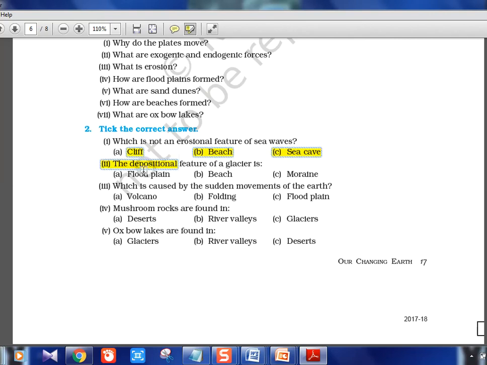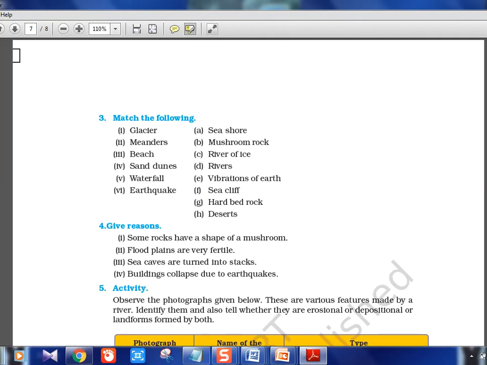The depositional feature of a glacier is, as you have seen, moraine. Which is caused by sudden movement of the earth? It is volcano. Folding mountains and such are a very slow process; volcano is a sudden process. Floodplain also takes a lot of time to form after a river comes down from the mountain. Mushroom rocks, this is the question I told you about: mushroom rocks are found in deserts. Oxbow lakes are found in river valleys. So these are very basic questions, and we have done all 3 chapters.